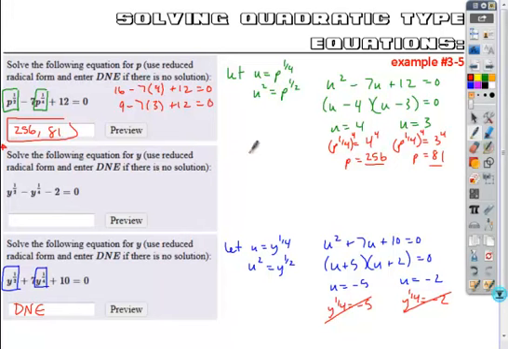All right, I want you to try this middle one here on your own really quickly. See if you can come up with the solutions for that, please.